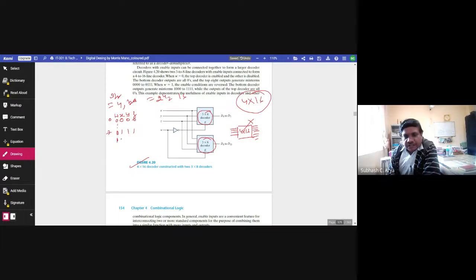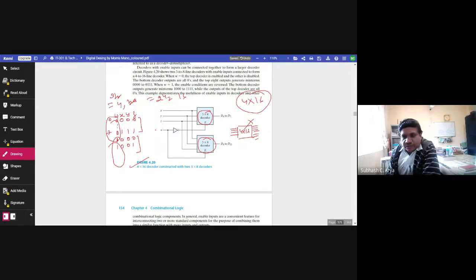Then again it starts from 0, 0, 0, then 0, 0, 1. So you see, this number is repeated. 0 to 7 is repeated for the next 8 times. But W is 0 for the first 8 and W is 1 for the next 8. So this is the logic that has been used here.